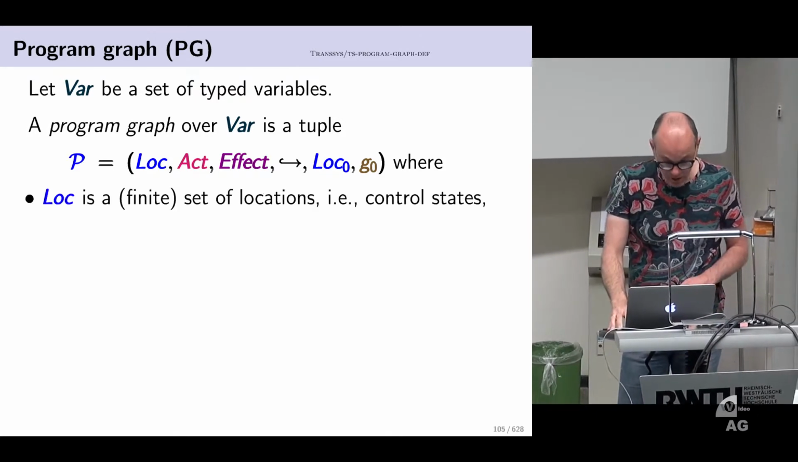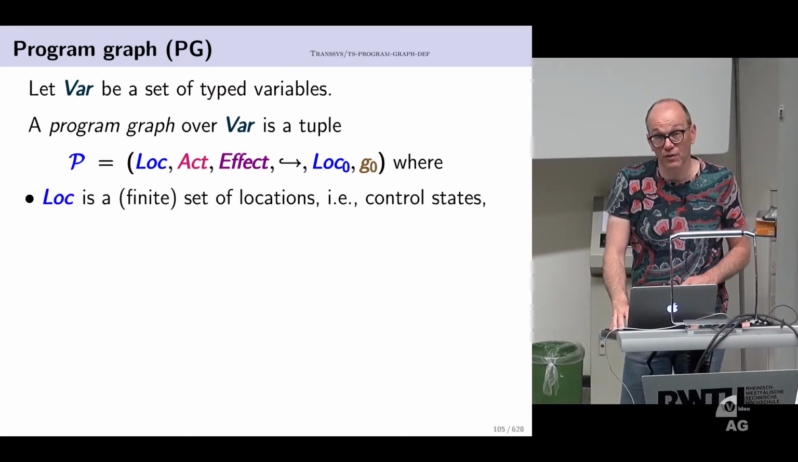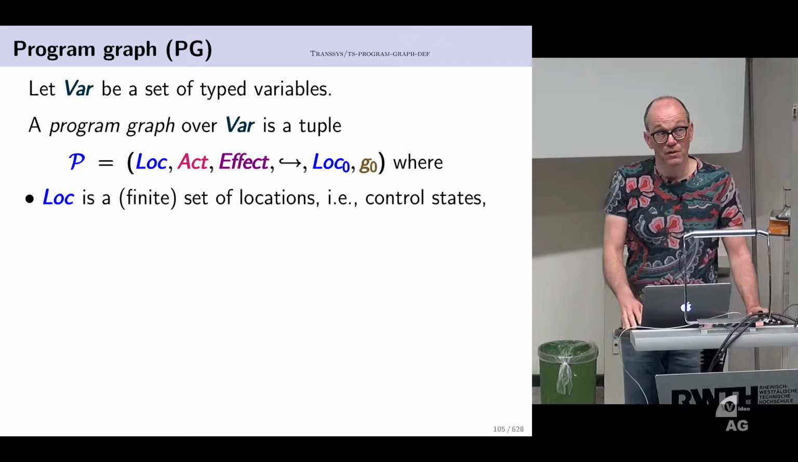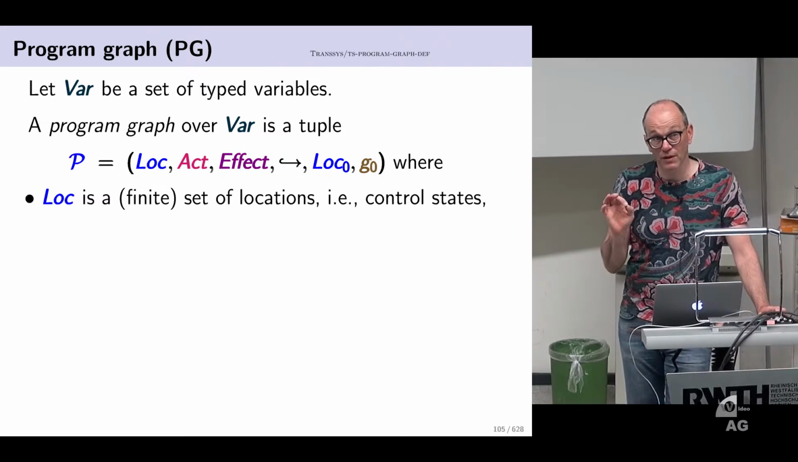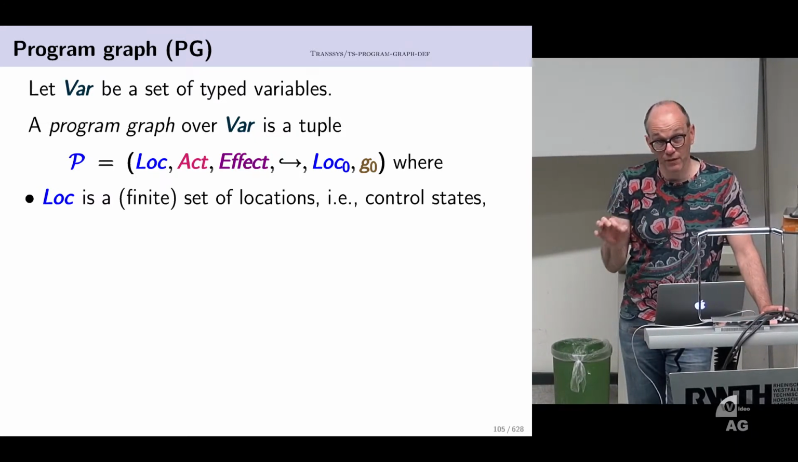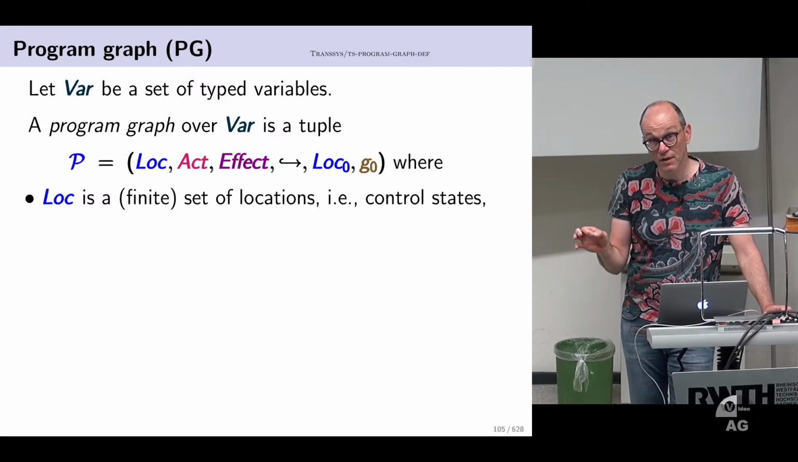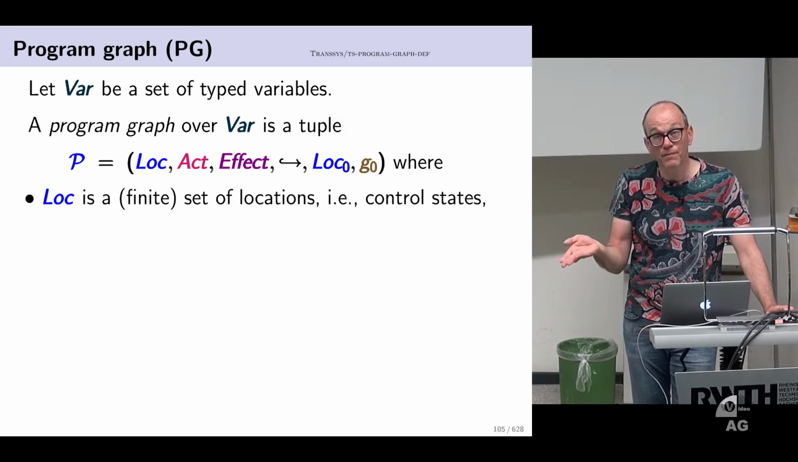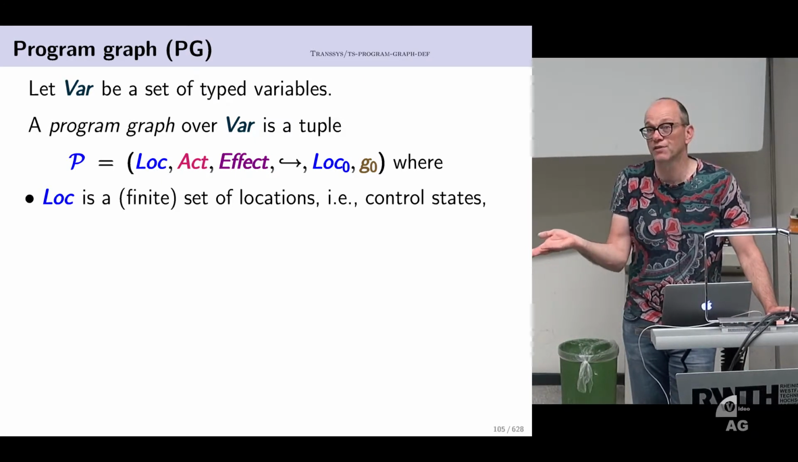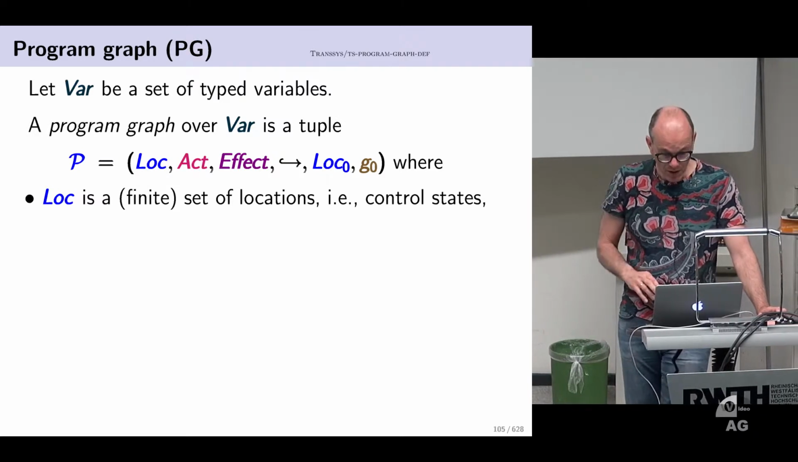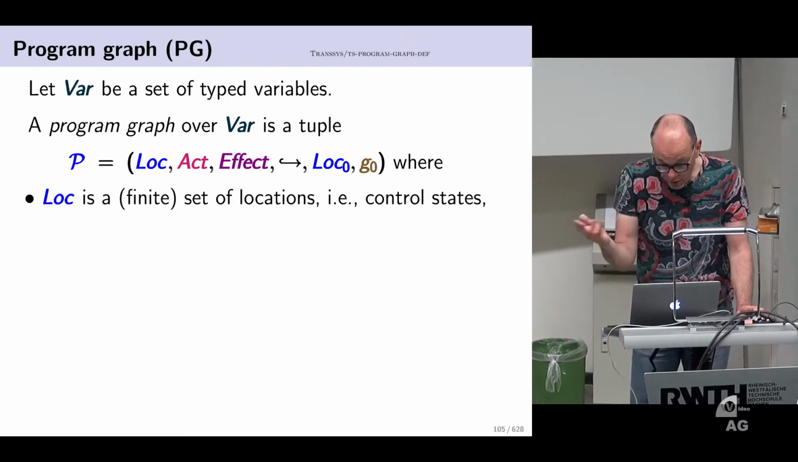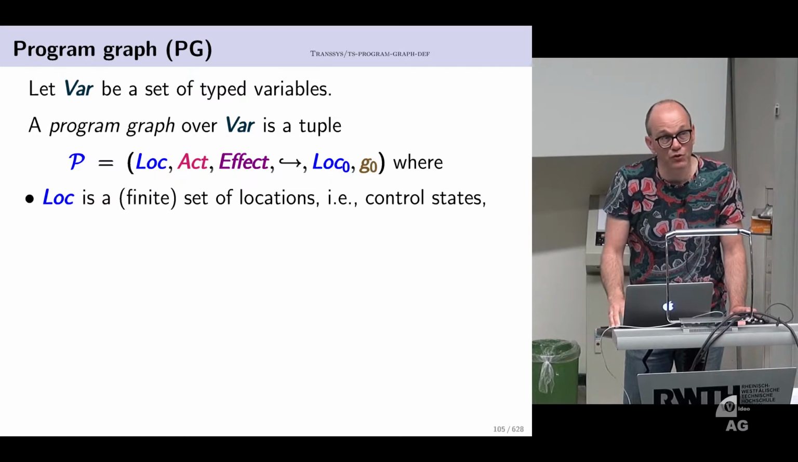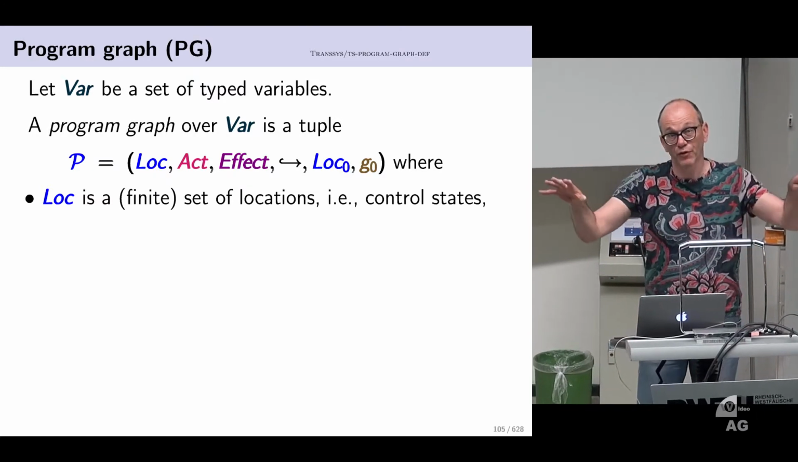So formally, Loc is a finite set of locations. A transition system may have a countably infinite number of states. A program graph always has a finite set of locations. Why is this? Because a program is finite. It has a finite number of lines, period. We can also call them locations, and you can think about locations as control states. But I would like to separate the two things.